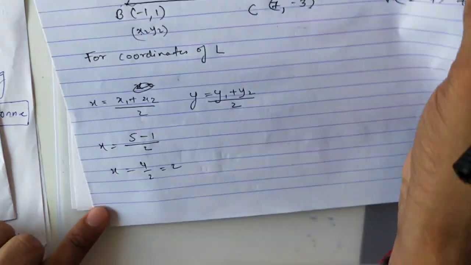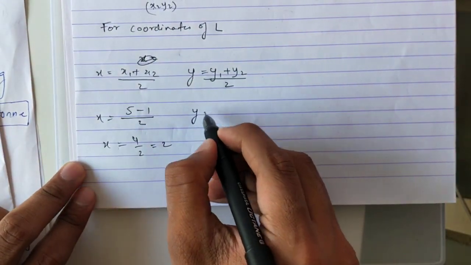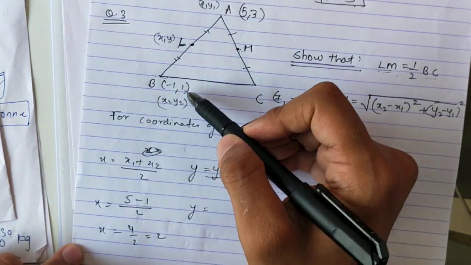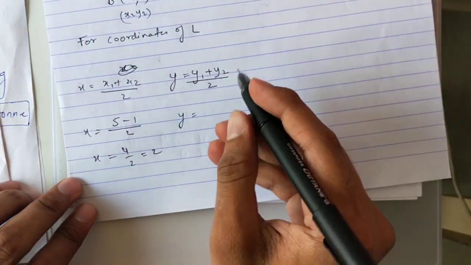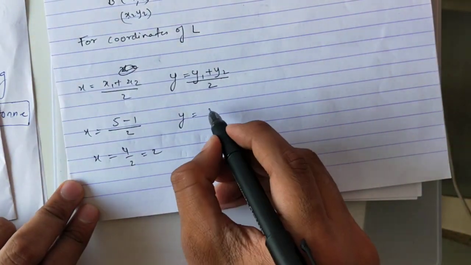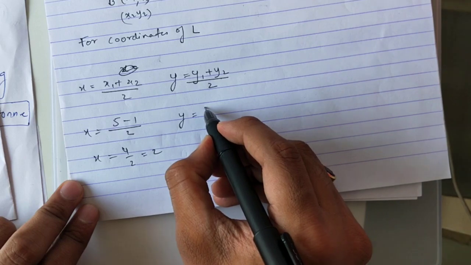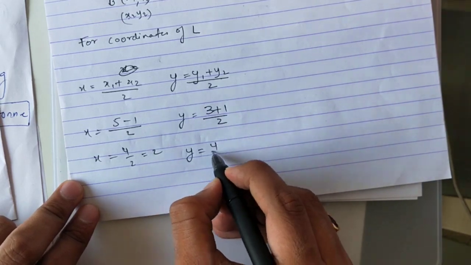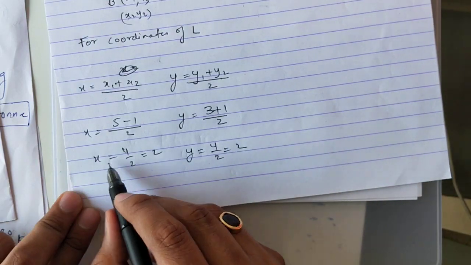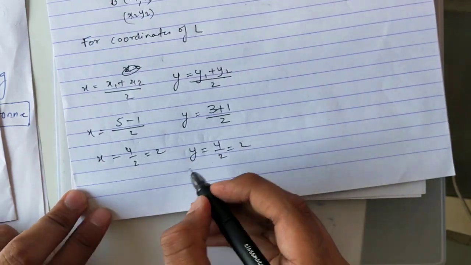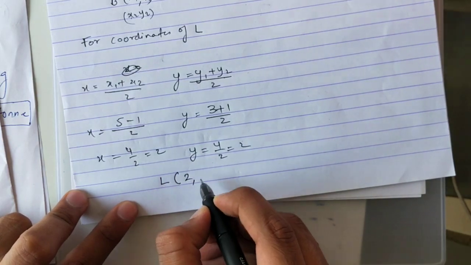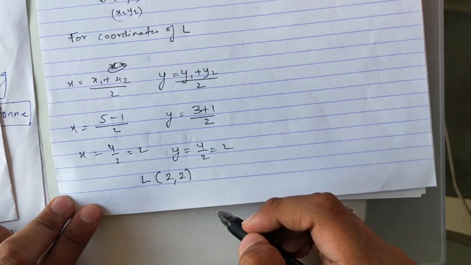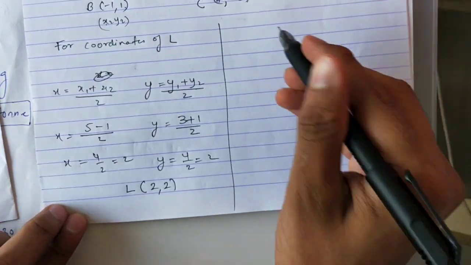I found x. Now y is equal to (y1 plus y2) upon 2. Let's see, y1 is 3 and y2 is 1. Basically I got x as 2 and y also 2. So that means the coordinates of L are (2, 2). X is 2 and y is also 2. Correct?